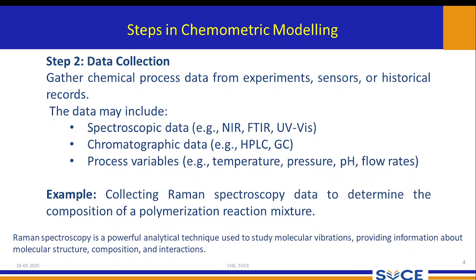In GCMS, the data is automatically checked against the library functions available in the GCMS, which helps determine the compound composition. Chromatographic data from HPLC and GC, if you give it to this model, will help predict the composition of complex mixtures. Process variables like temperature, pressure, pH, and flow rate all need to be collected.